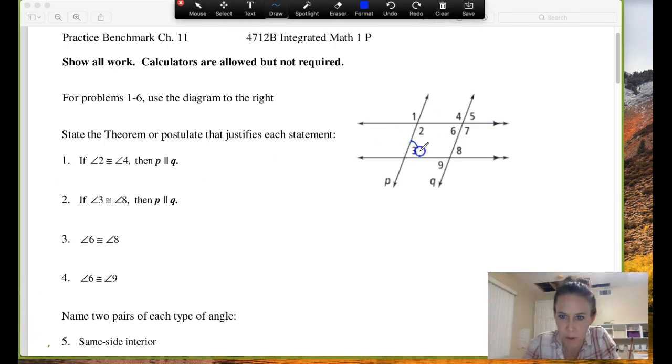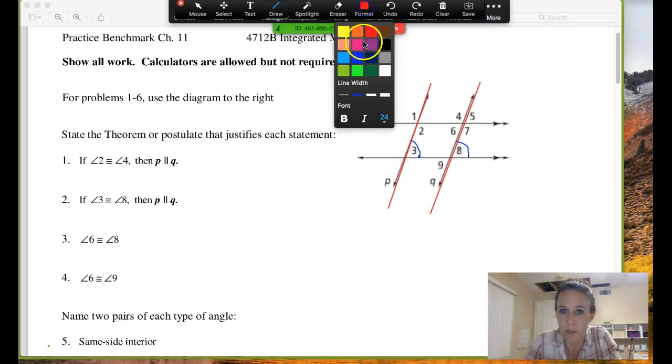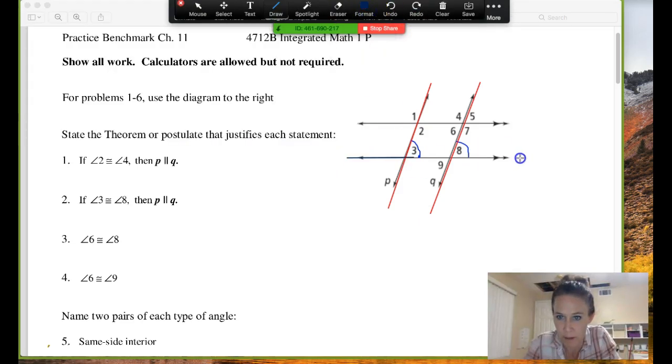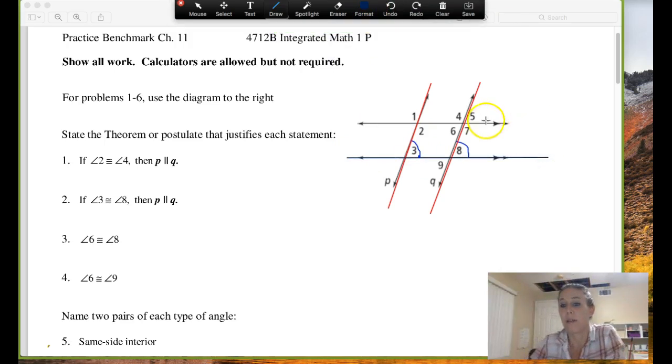Okay, number 2, we have angle 3 and angle 8. Again we're going to talk about P and Q. So once again, I'm going to mark off P and Q so I can see what lines I'm dealing with. There's P, there's Q. And the transversal that would be of importance is this one right here. All right. Looking at those lines, ignoring this one now, if we know angle 3 is congruent to angle 8, which is what I'm given, then P must be parallel to Q.